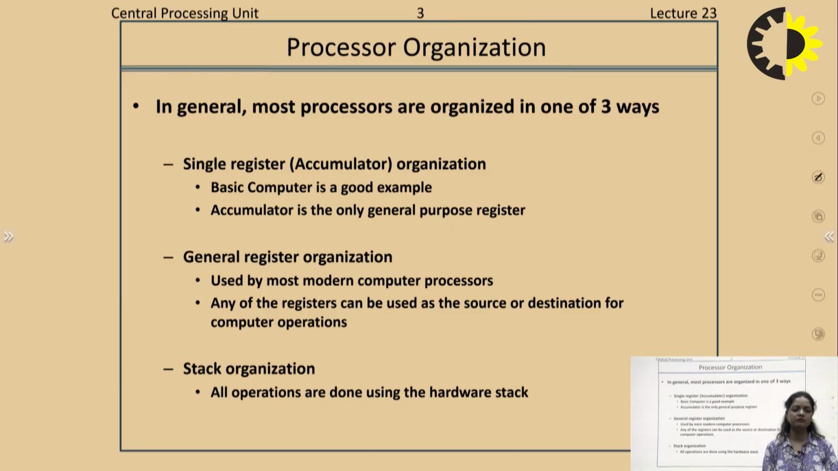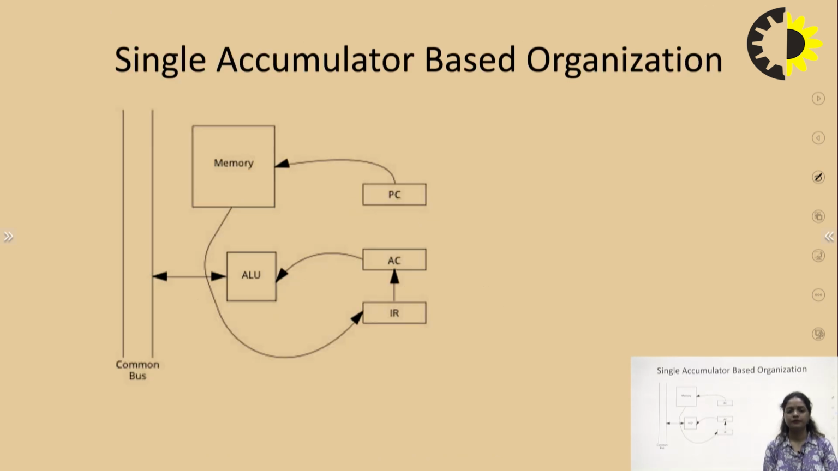The next type of scheme is the general register organization scheme. In this scheme, which modern computer processors basically use, multiple general purpose registers are used to perform the arithmetic or logical operations. And the third organization scheme is the stack-based organization scheme. In this, the registers or RAM will be organized in the form of a stack, in LIFO format. So let us have a look at how we can use these three schemes to organize our processor. The very first scheme is the single accumulator-based organization scheme.